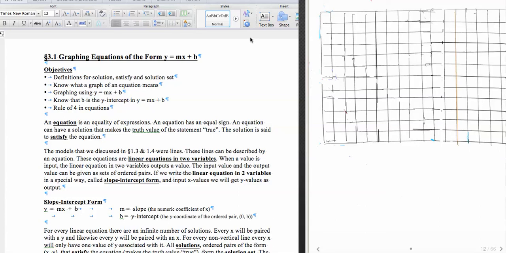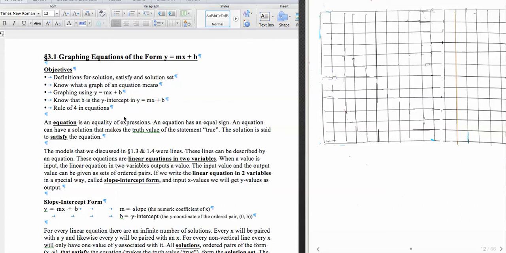This begins our lectures for section 3.1. In this section, we're going to be finding the definitions for solutions satisfying a solution set. We're going to know what a graph of an equation is. We're going to graph a linear function in the form y equals mx plus b. We're going to know what b is as the y-intercept, and we're going to learn about the rule of fours in equations. So we're going to start out with some definitions.